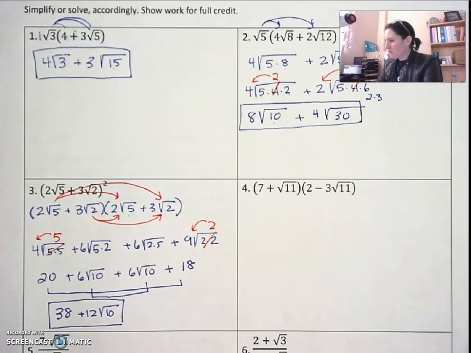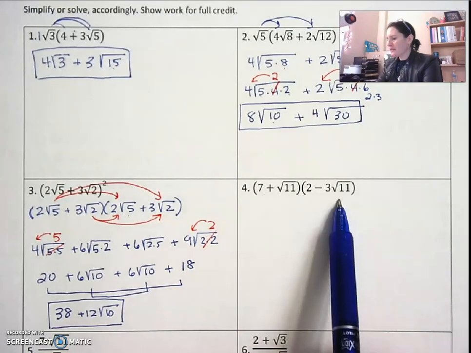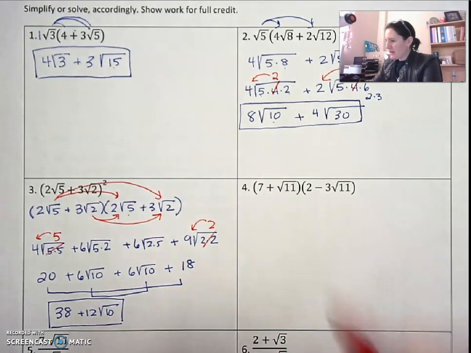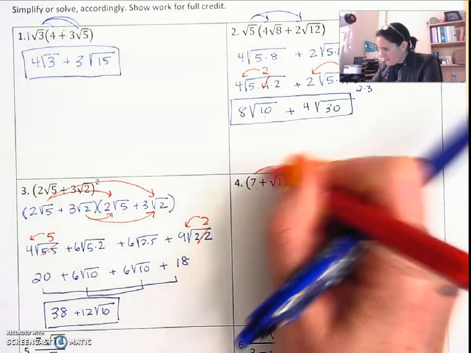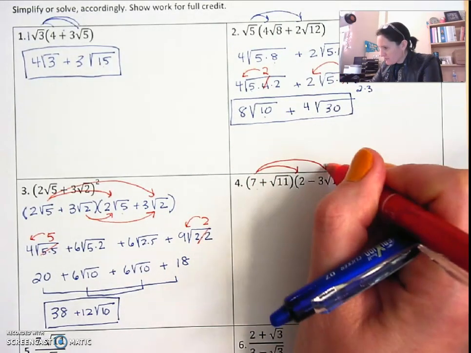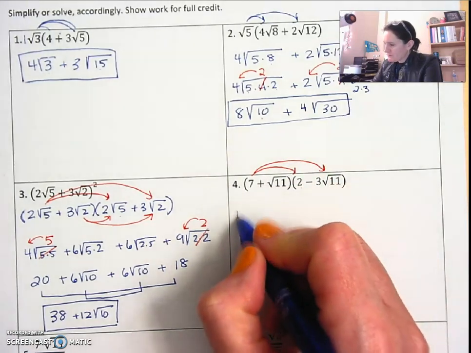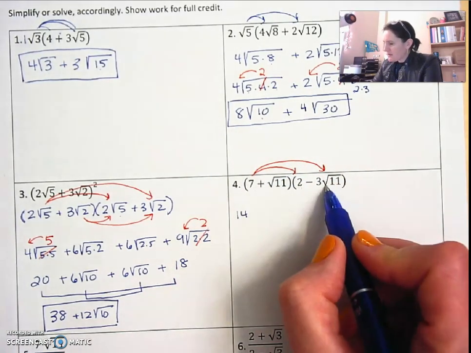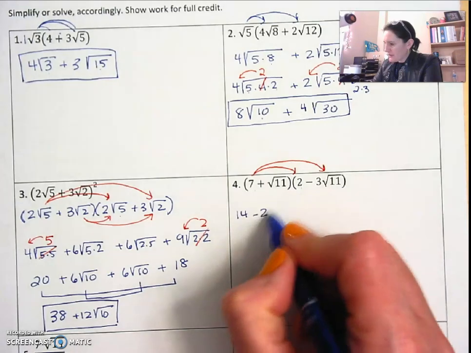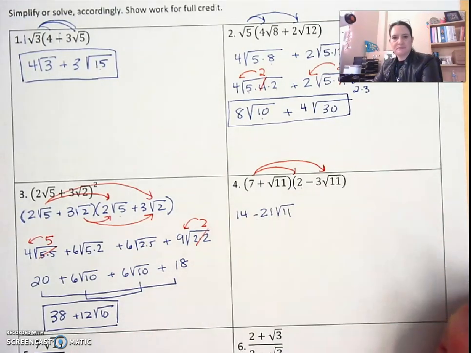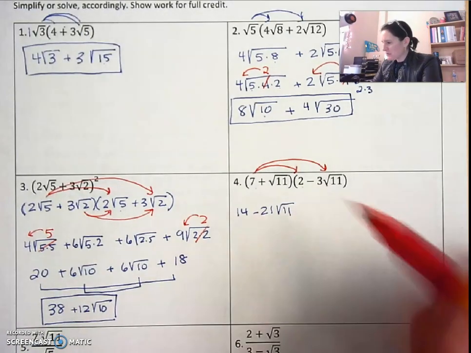On number 4, I have a binomial times a binomial again. So I'm going to start by distributing 7 first. So that becomes 7 times 2, which is 14. And 7 times negative 3 rad 11 is negative 21 rad 11. Now distribute the second term.